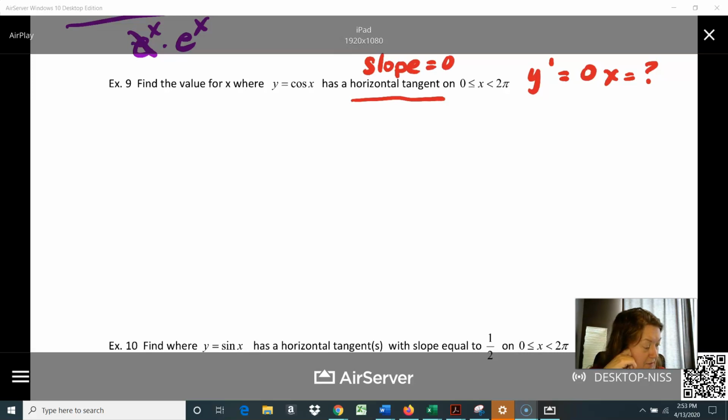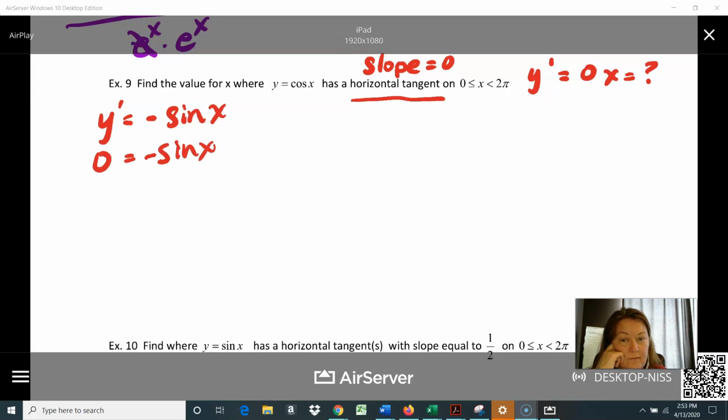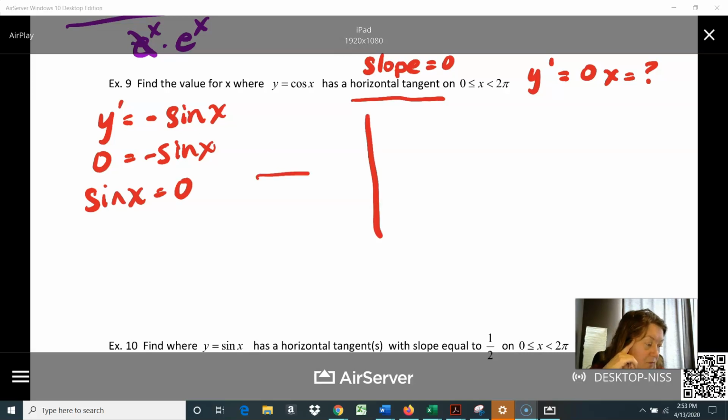So I'm going to take the derivative of y equals cosine of x. So the derivative is negative sine of x. And then I'm going to set the slope equal to 0. All right, so they are asking me where is sine equal to 0, because I could divide both sides by negative 1. So they're asking me when is sine of x equal to 0. All right, I know that's going to happen on one of the 4 places.